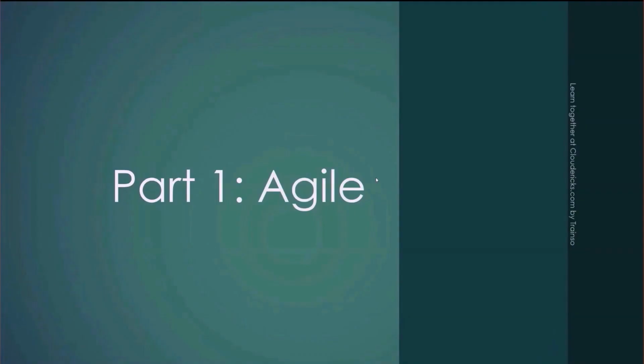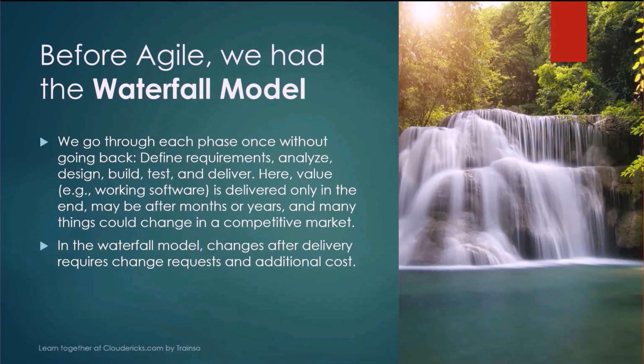Before Agile, we had the Waterfall model. Even I started my career working with the Waterfall model. So you can see this waterfall here, right? Water just goes in one direction. It does not come back. So if it needs to come back, it follows a different process.